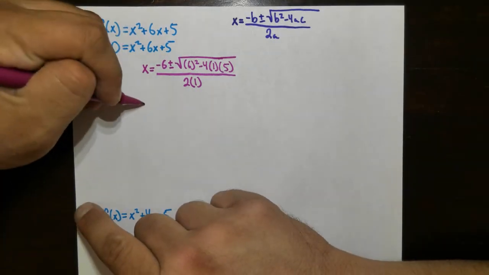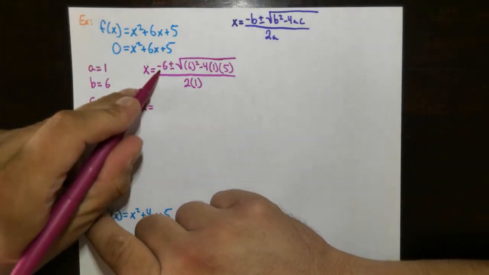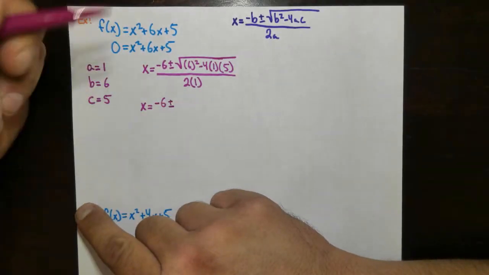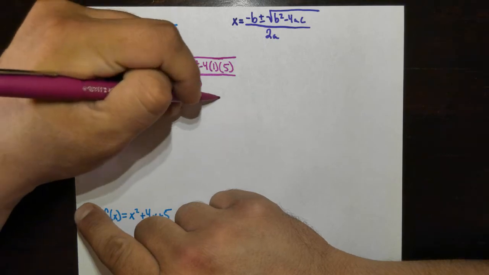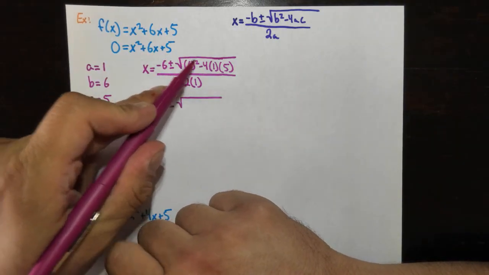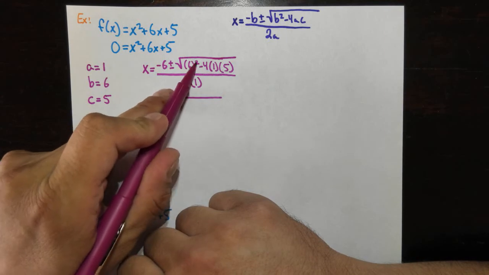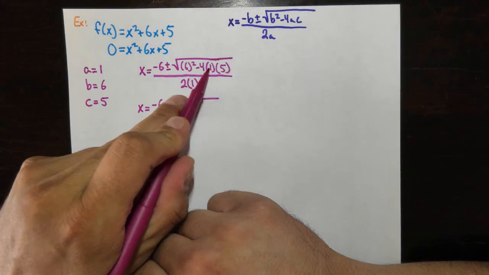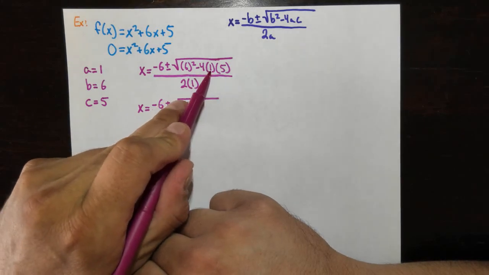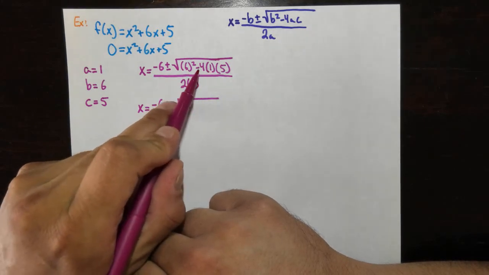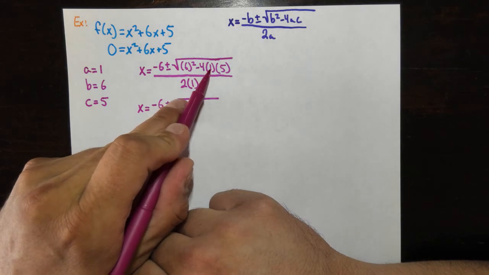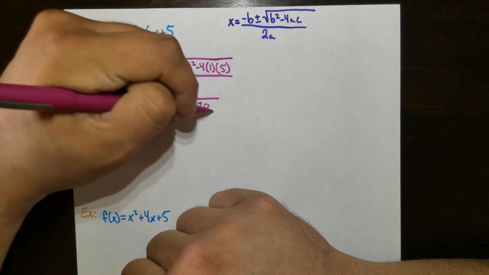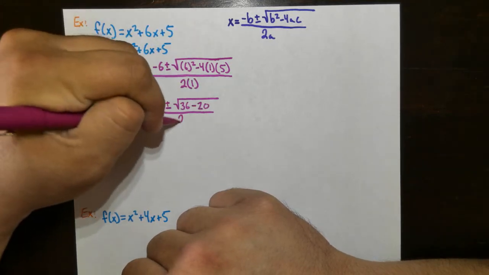Okay, so my first simplification: negative 6, there's nothing to simplify out there, plus or minus the square root. Now I like to do these two separately, so 6 squared is 36, and then I like to do all this at one time. So negative 4 times 1 is negative 4, negative 4 times 5 is negative 20, so negative 20, all over 2 times 1, which is just 2.